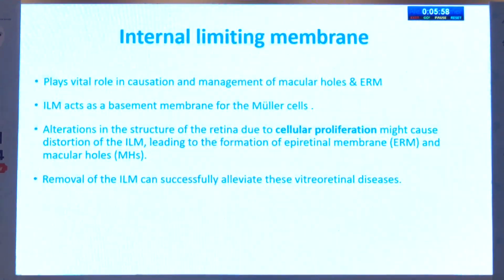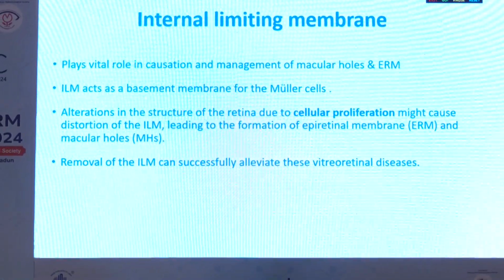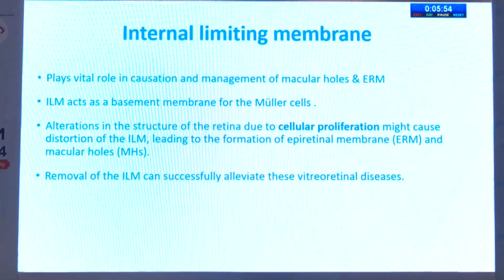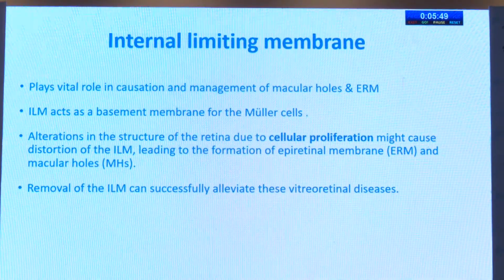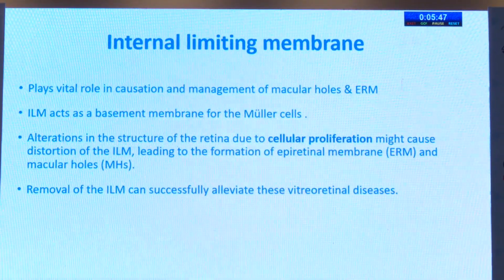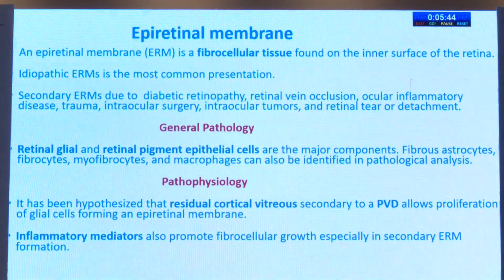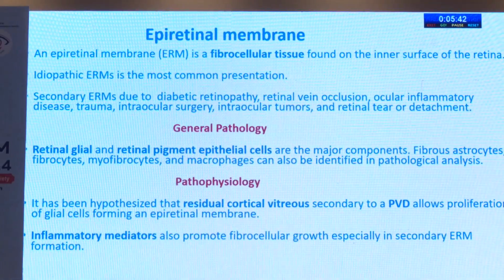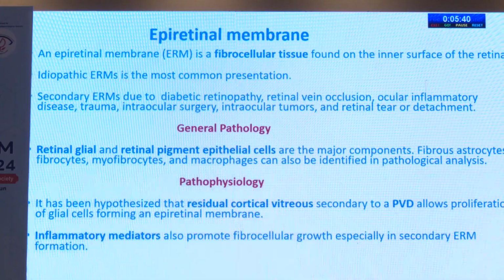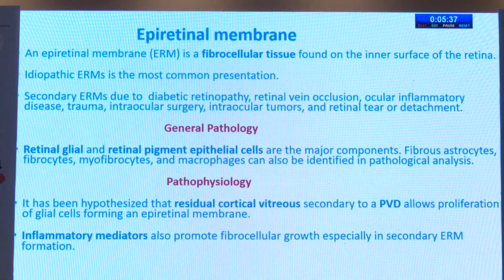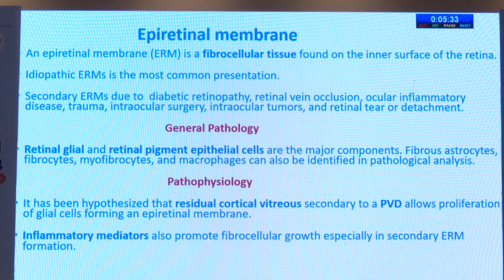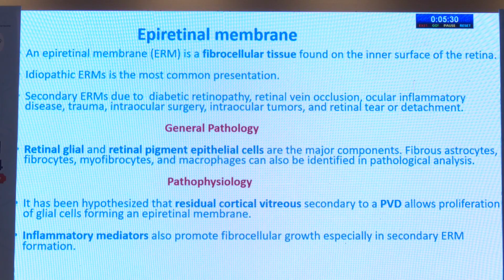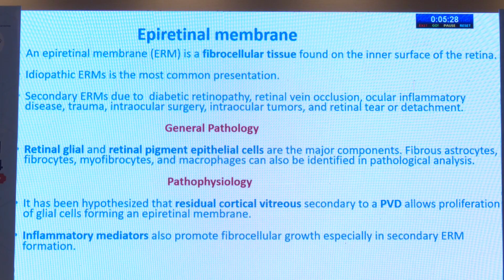So what about the ILM? It plays a very important role in the management of the macular hole as well as the ERM. The ILM acts as the basement membrane for the Muller cells. So any alteration in cellular proliferation might cause distortion of the ILM, leading to the formation of the ERM as well as the macular hole. Epiretinal membrane is basically a fibrocellular proliferation seen on the inner surface of the retina. Idiopathic ERMs are very common. The pathology basically consists of RPE and glial cells. The pathophysiology is the residual cortical cells which induce the proliferation of these ERMs.